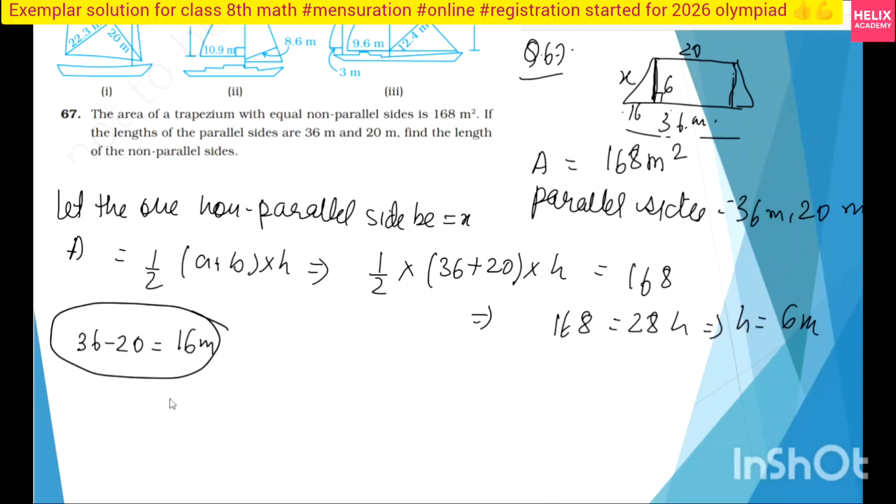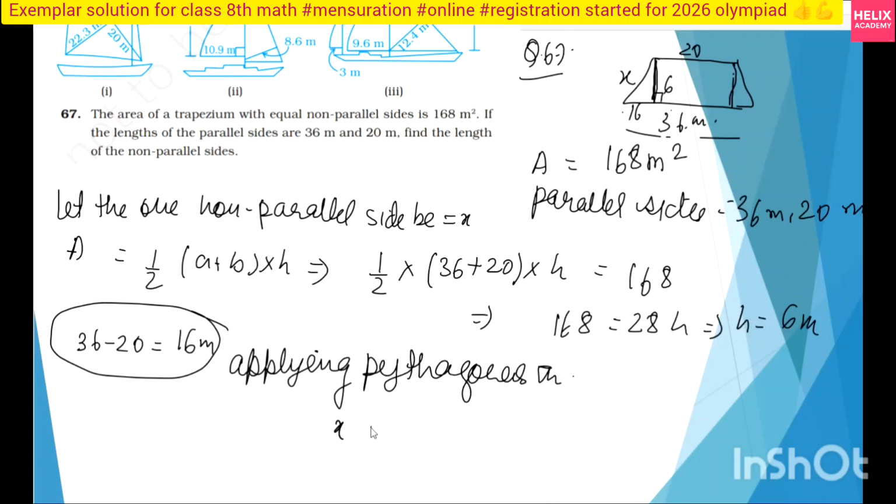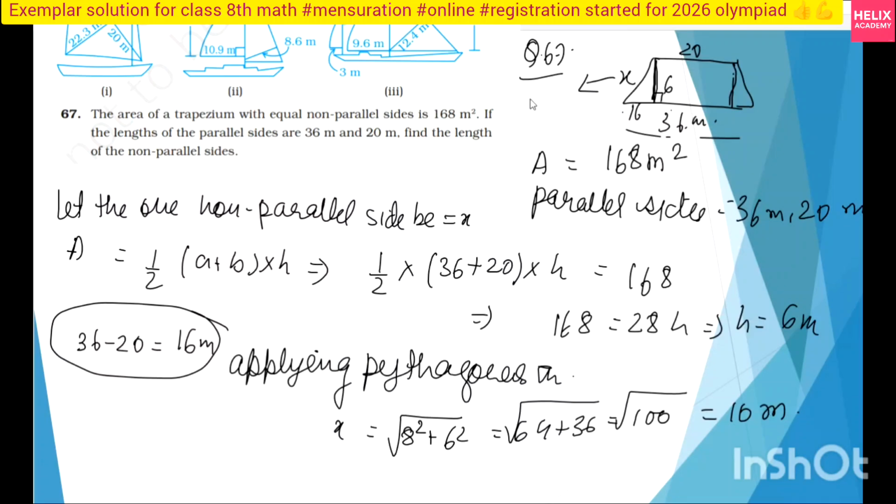Okay. So applying my Pythagoras theorem now. So what will I get for the x value? x will be the square root of 8 square plus 6 square. So it will be the square root of 64 plus 36. So it will be the square root of 100, which is 10 meter. So this non-parallel side is 10 meter.